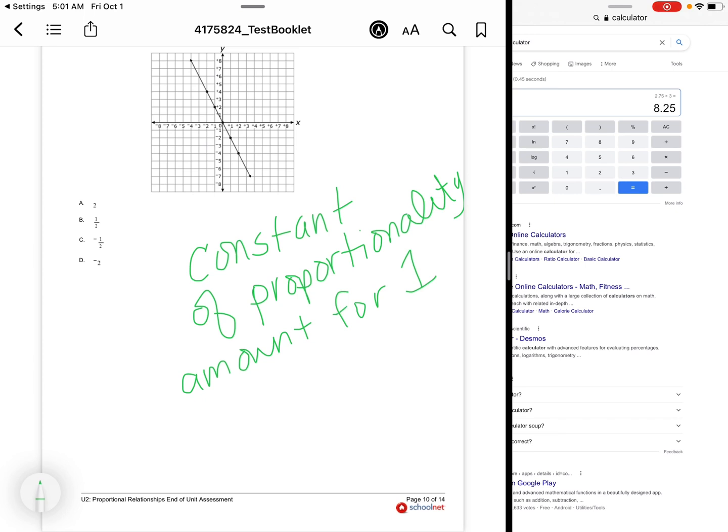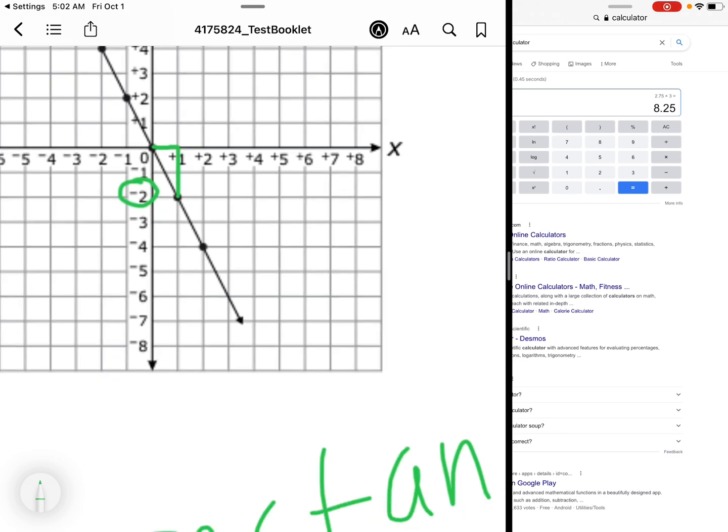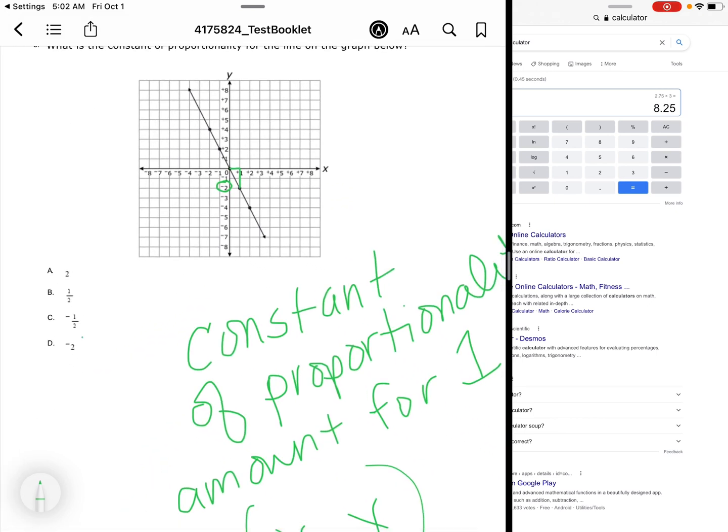So I'm talking about 1x, because remember we did x and y and we talked about 1k. So we're talking about 1x. So when I go across to 1 and I go down to the line, it's -2. So the constant of proportionality in this case is -2. The amount for 1 is -2.